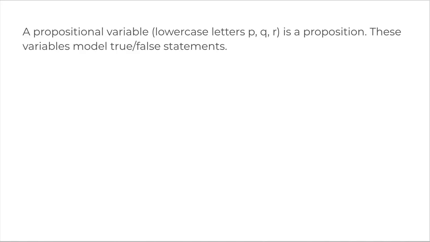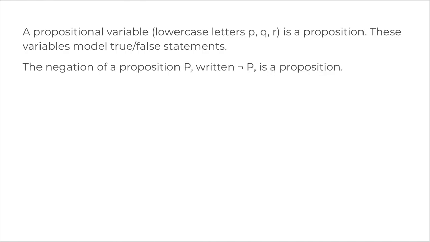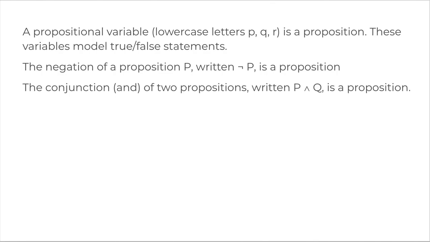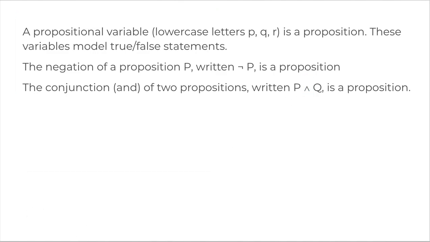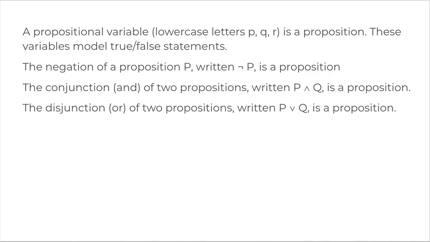A propositional variable, defined by lowercase letters, is a proposition. These variables model true or false statements. The negation of a proposition P is written as not P. This is the symbol that you use. So if I say the sun rises in the east, the negation is the sun does not rise in the east. The conjunction of two propositions is written as P and Q. This is the symbol for and, and it is a proposition. So P and Q is the conjunction. The disjunction is or, and it's written by this symbol.